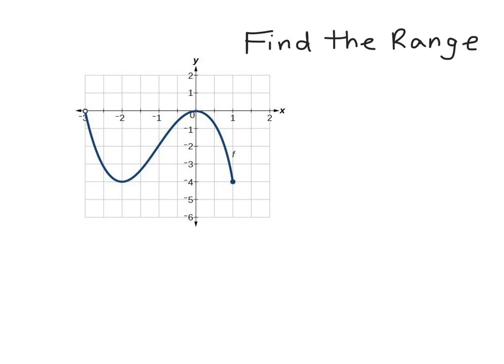I've been asked to find the range of this continuous graph. So the first thing I'm going to do is just write down "Dolar the robot." Dolar the robot reminds me how to read domain and range in a continuous graph. So Dolar the robot means domain is read from left to right, and range is read from bottom to top.